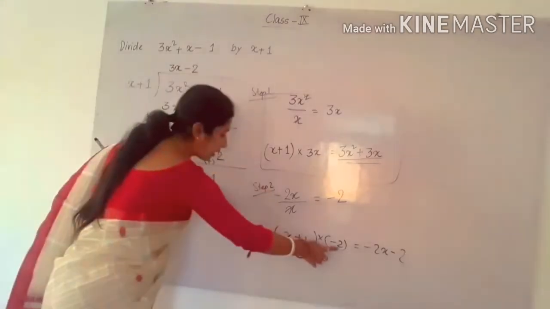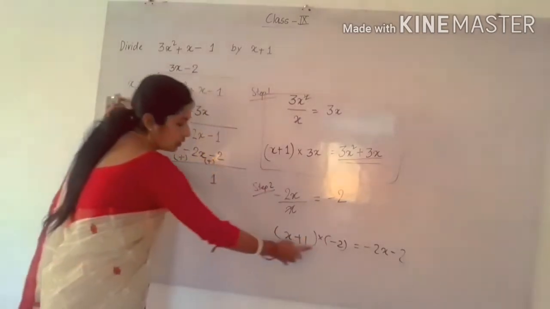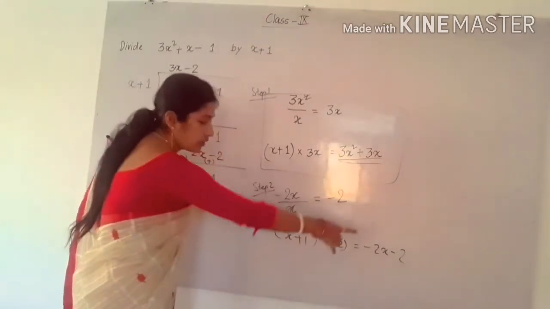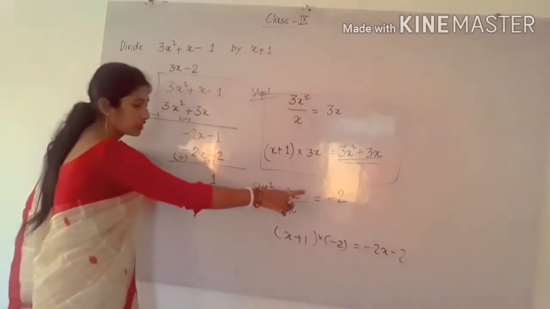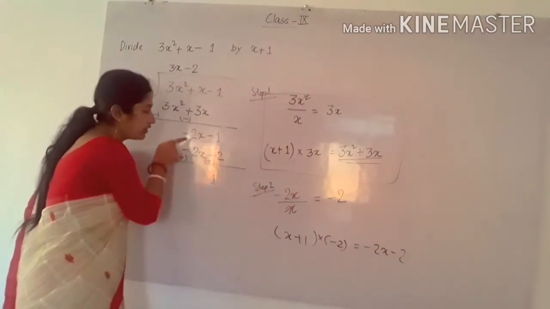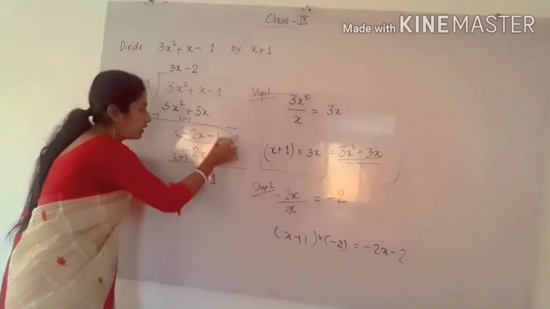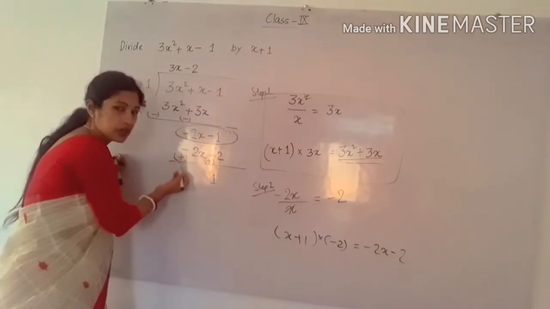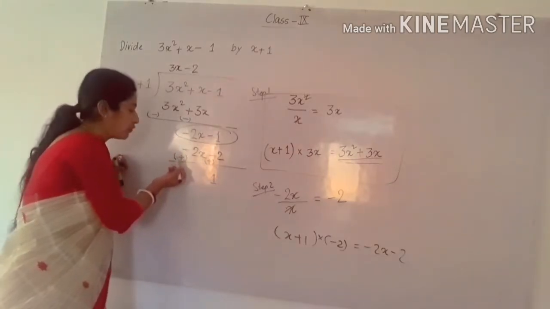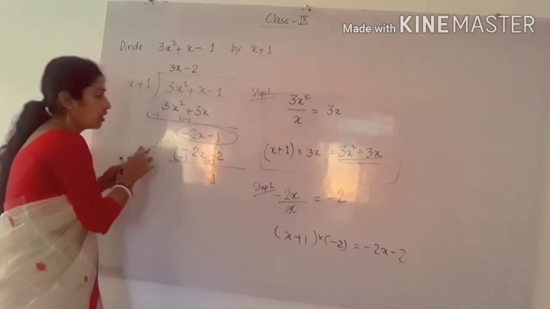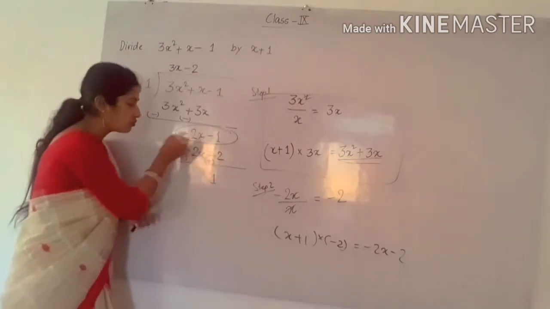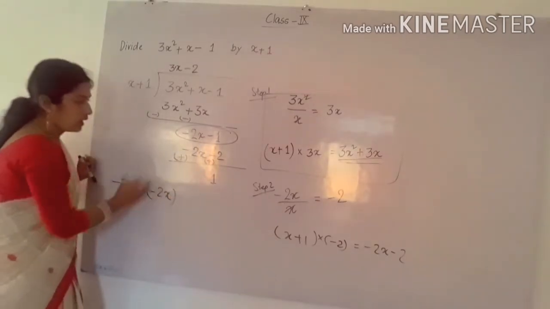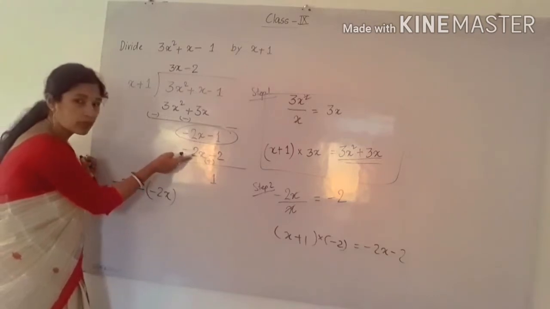Again we will multiply minus 2 with the divisor. Minus 2 into x will be minus 2x, and minus 2 into plus 1 will be minus 2. So I have written minus 2x minus 2 below the new dividend. Again, by solving you have to change the symbol. Here it is minus, that means we have to change the symbol. It will be plus, because we are doing subtraction. So minus 2x is subtracted from minus 2x.